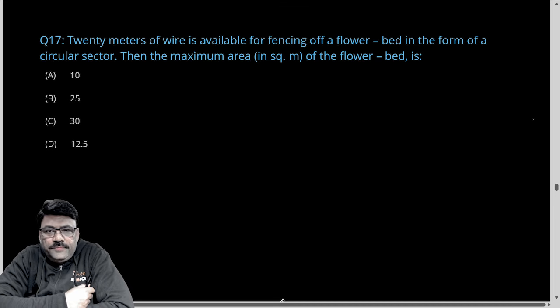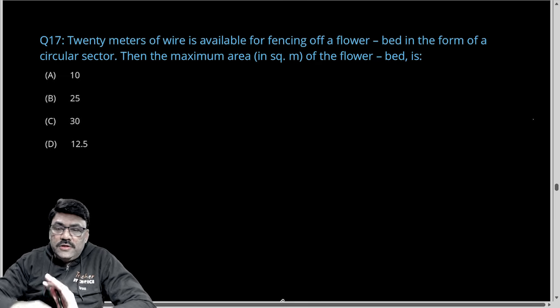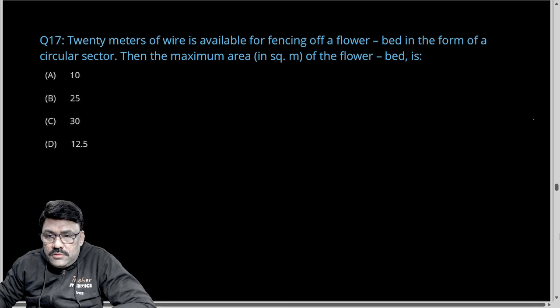See, this question is from applications of derivative, maximum minimum. They are saying that 20 meters of wire is available for fencing of a flower bed in the form of a circular sector. Then what will be the maximum area of this flower bed? So you have a flower bed in the form of a sector. So let's say this is the flower bed.